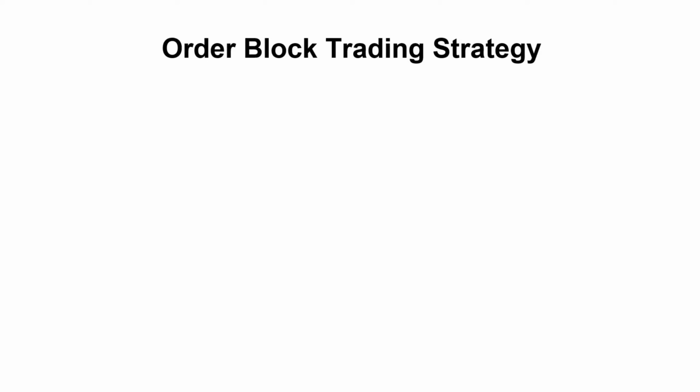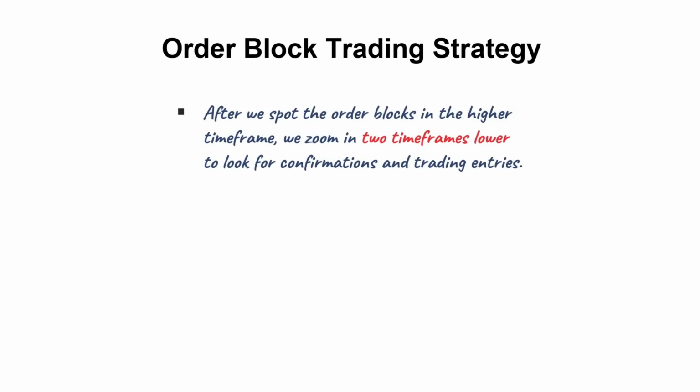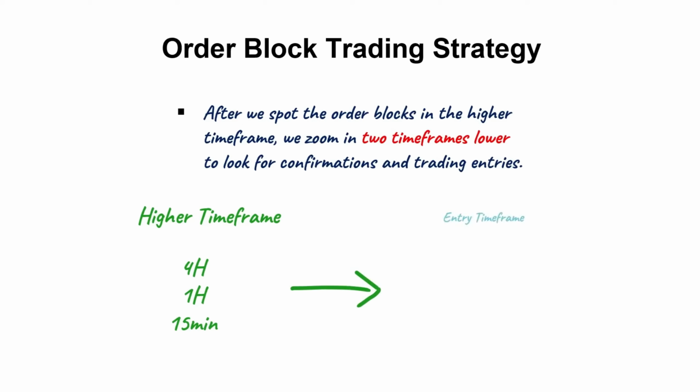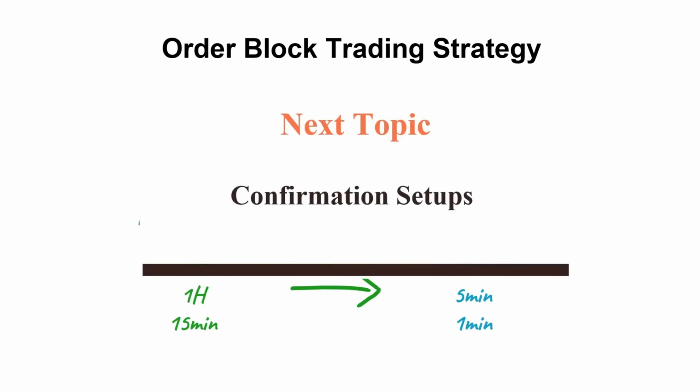The order block trading strategy is not limited to any time frame. Still, after we spot the order blocks in the higher time frame, we zoom into lower time frames to look for confirmations and trading entry. So when we use our 1 hour and 15 minutes chart as our higher time frame, we look for entry reasons in 15 minutes, 5 minutes, and 1 minute respectively.